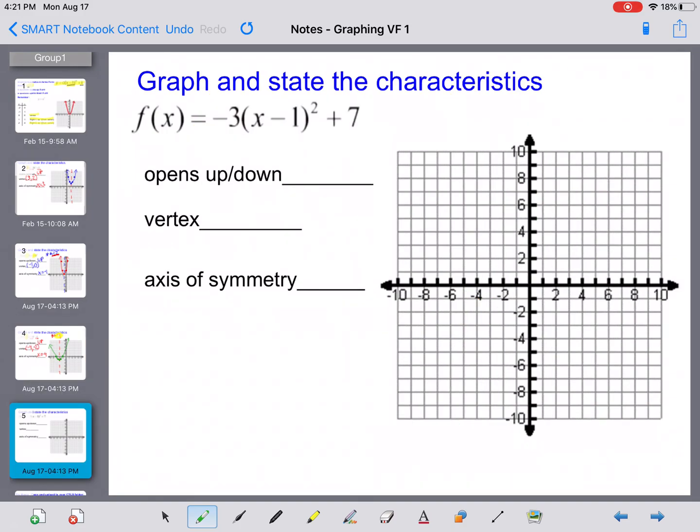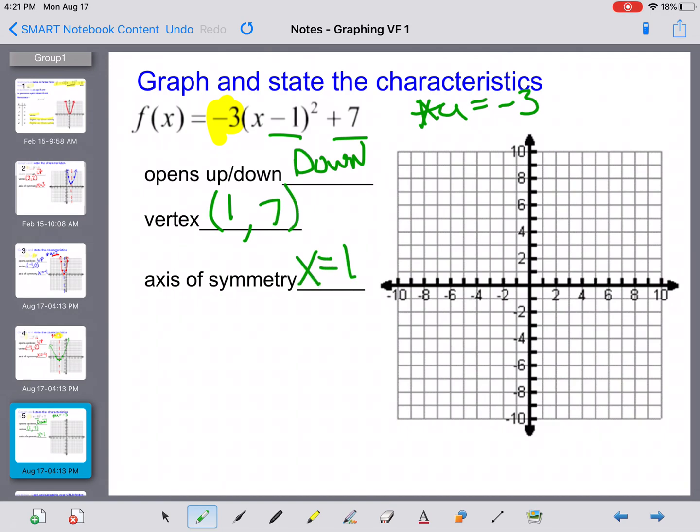Lastly, we're going to put everything together. So we're going to have all sorts of transformations going on from our parent graph. So we are still looking at our a value first to tell us whether it opens up or down. And -3 is less than 0, so that's going to open down. And I'm going to make a note that our a value is -3 because that's going to affect our graph when we graph. So your vertex is opposite of what's inside with x, so 1, and k value is 7. Our axis of symmetry is just our x value of our vertex, and so that gives us our vertical line.